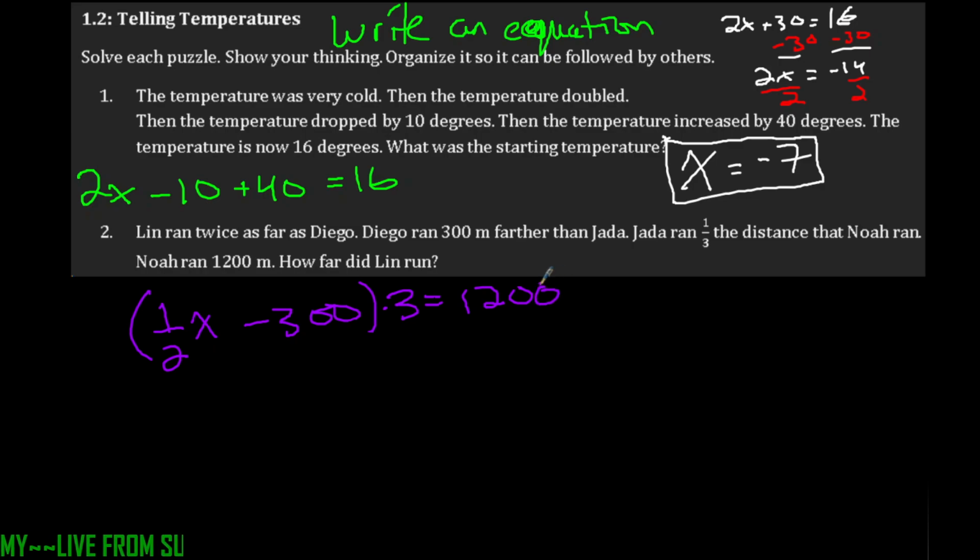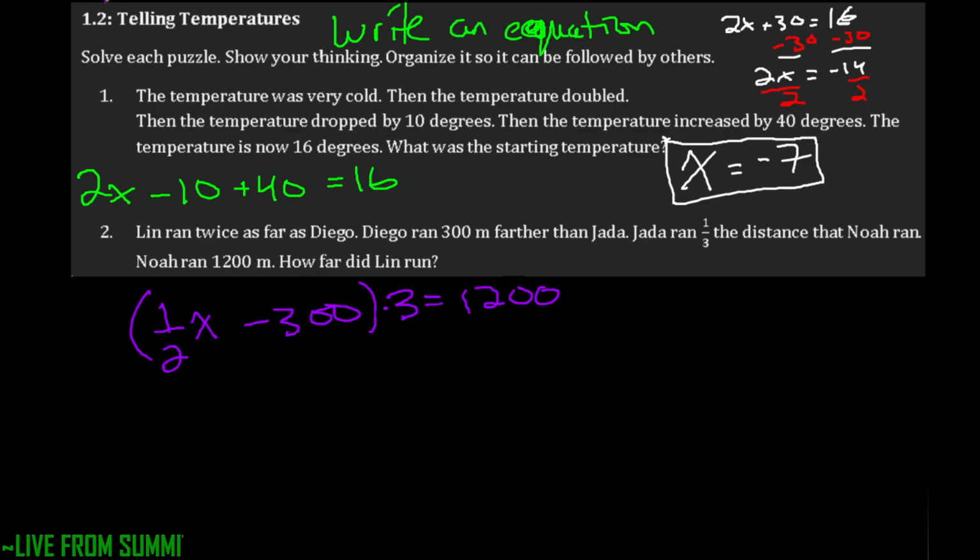So let's recap what we had here. If this is the amount that Noah ran, we got that by doing 3 times, because it said Jada ran 1/3, and then Diego ran 300 meters farther, so we had to subtract 300, and it says twice as far, so we had to use 1/2. So something like this we could do.